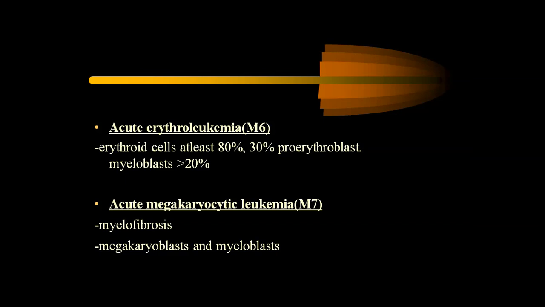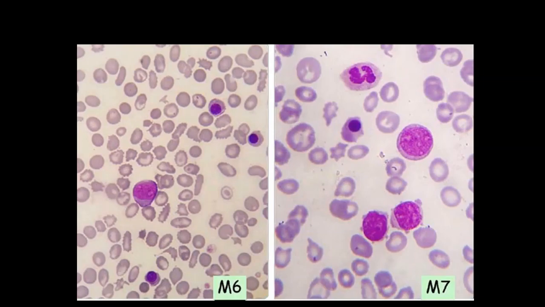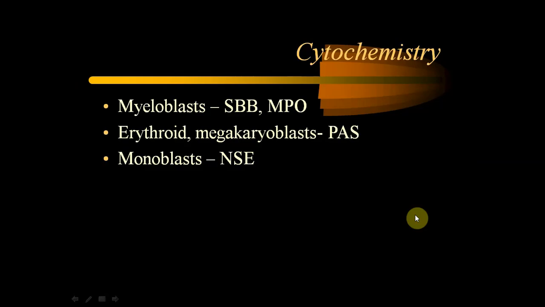And lastly, M7 is acute megakaryocytic leukemia. They have myelofibrosis of the marrow, and you also see megakaryoblasts along with the myeloblasts. The left-hand side is M6 erythroleukemia. Along with the myeloblast, you are seeing the erythroid precursors, proerythroblasts. That is M6. In M7, you see megakaryoblasts along with the myeloblasts. These megakaryoblasts have, as you can see, irregular cytoplasmic projections. This is how we diagnose a megakaryoblast along with the myeloblast in M7.